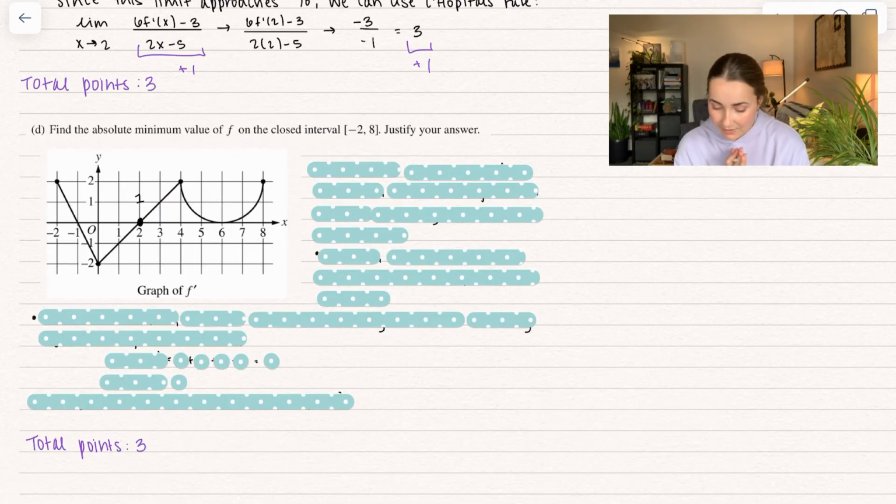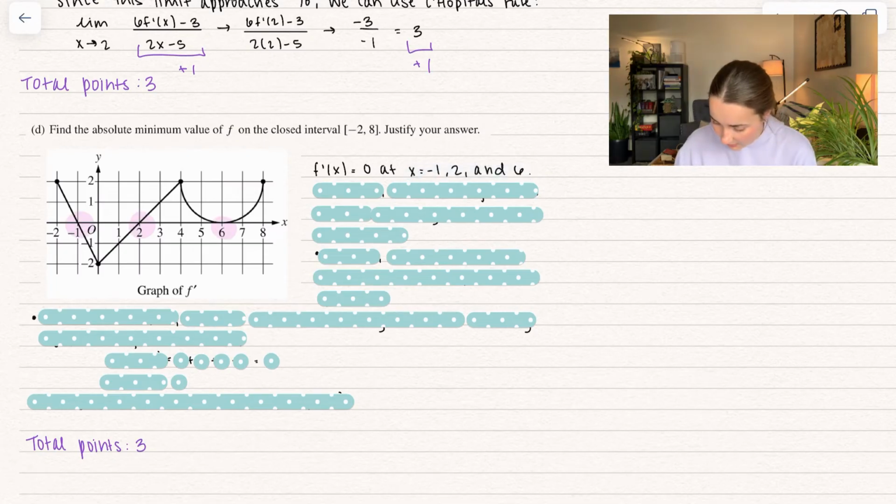Part D. We have to find the absolute minimum value of f on the closed interval -2 to 8. Justify your answer. So relative extrema is going to occur when the first derivative is equal to 0, right here and right here. So I have that written out. We have the values -1, 2, and 6.